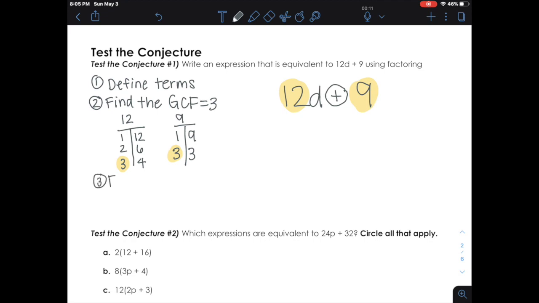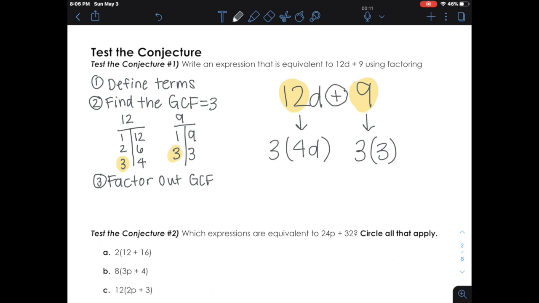Now what we need to do is we need to factor out our GCF. So remember, that means we're going to divide by our GCF. Okay, so we know that we're going to be writing these in multiples of 3 because that's what we're factoring out. Okay, so what times 3 gets us 12D? Well, 3 times 4 is 12, so 3 times 4D must be 12D. Okay, now we have to write 9 as a multiple of 3. Well, I know if I factor out 3, I multiply 3 times 3 to get 9.